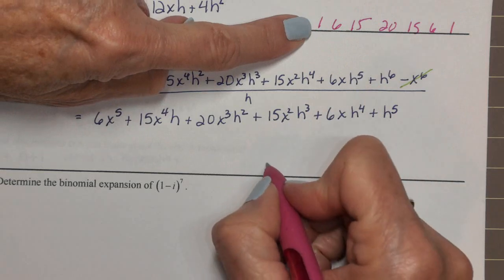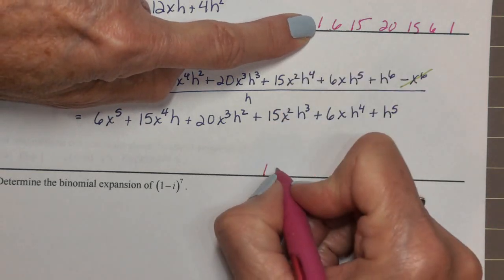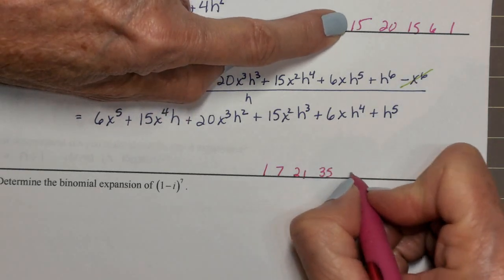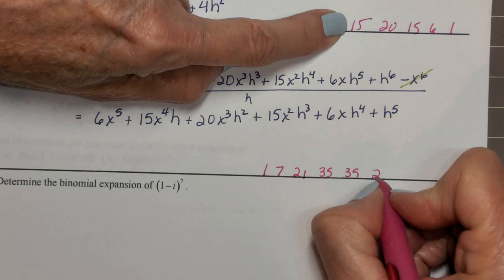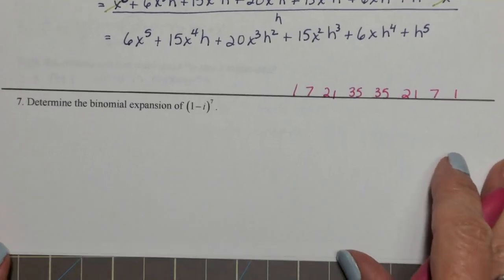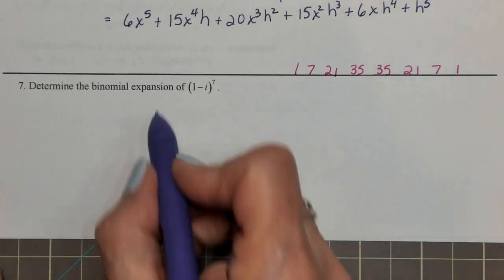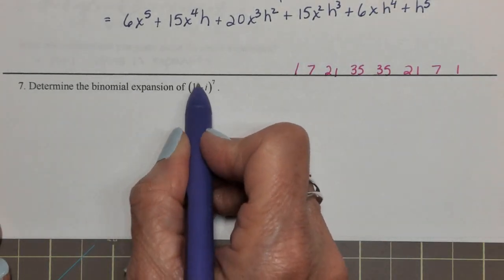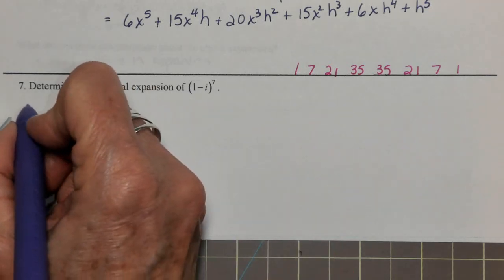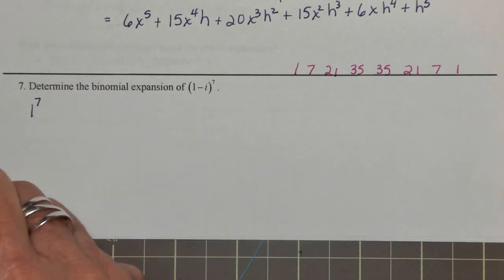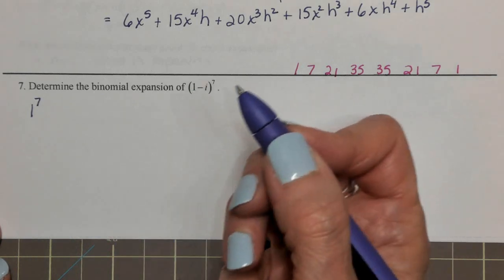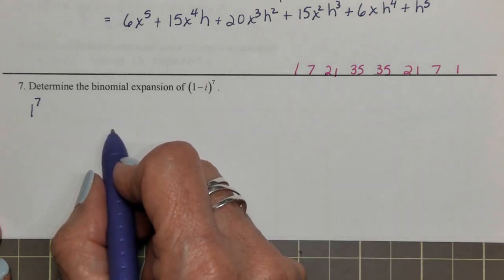So I'm going to start with my 1 on the outside, and then I add, so 7, and then 21, and then 35, and then another 35, 21, 7, and 1. It always reduces from there. There's symmetry there. Fortunately I gave it to us where our first term is just a 1. So our first term is just going to be 1 to the 7th power, right? 1 times 1 to the 7th times i to the 0. i to the 0 is just 1.